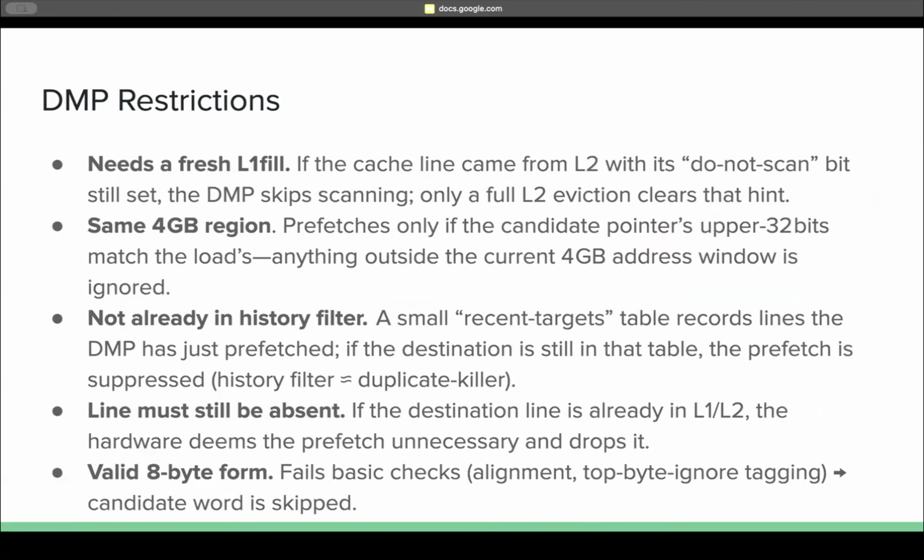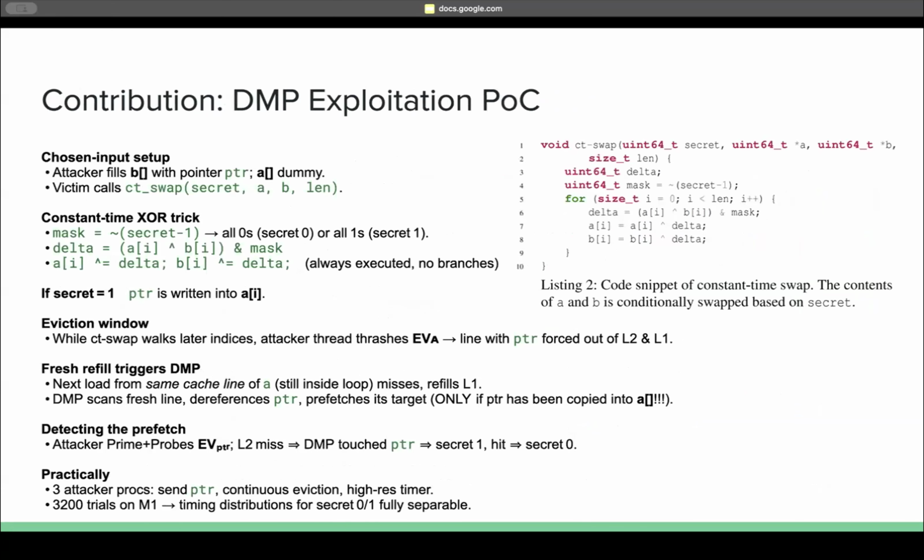The DMP will activate. So this is the main baseline example of a situation where the DMP can be exploited with a side channel attack. So we see on the right, there's this CT swap function. And basically this is running on the victim, and the attacker will send the victim A and B arrays. And then eventually the victim will need to run the CT swap in its own process to do some sort of function. And whether it swaps or not is based off this secret that the victim has, right?